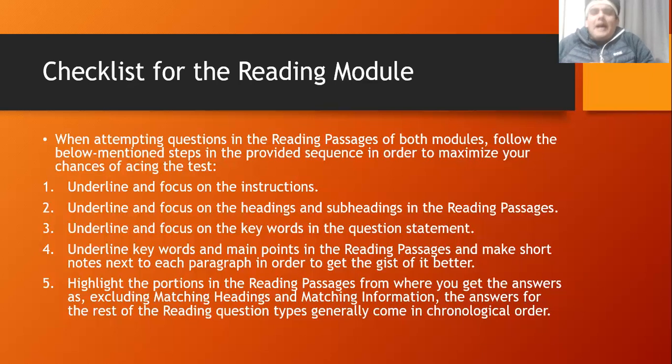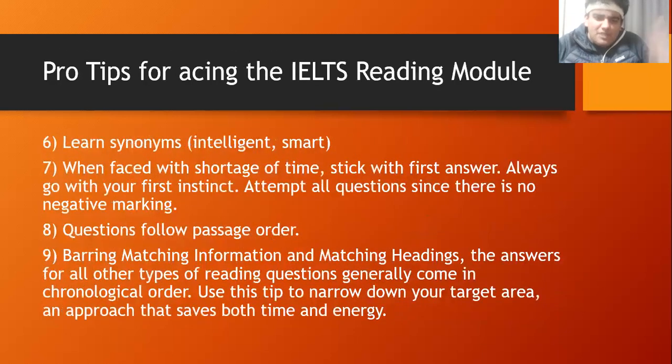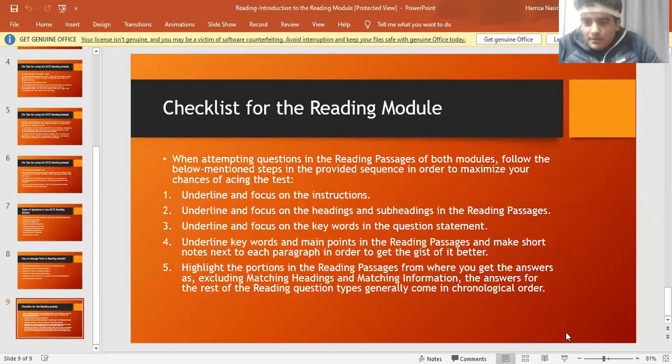Number 5, highlight the portions in the reading passages from where you get the answers. Excluding matching headings and matching information, the answers for the rest of the reading question types generally come in chronological order. Okay, so if you remember, there was this previous slide, I remember, this one. I said that excluding matching information and matching headings, the answers for all of the types come in chronological order, right? So basically the answers will always be based on a certain sequence.